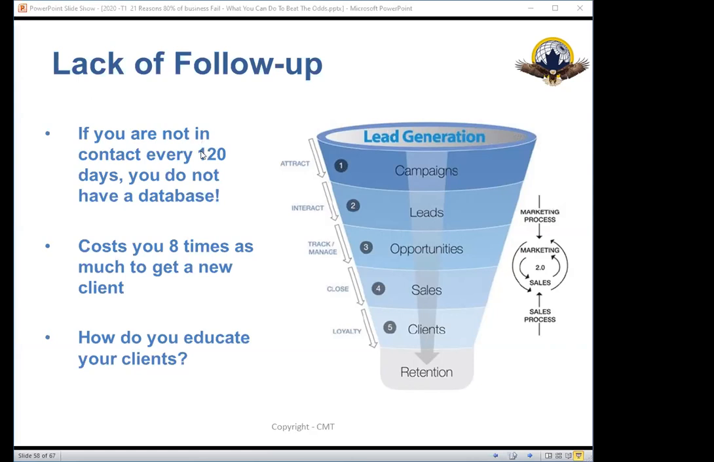So contact your database at least every 120 days. Sometimes it costs you 8 times more to generate a new client. So following up allows you to build a relationship and bring a person through that process. Some of you may not be ready to buy today. Okay, when you are ready to buy, you're going to think, oh, Canadian marketing team, that's what I want. I want you to come to us first. Don't consider anyone else. Come to us. Give us the chance. We want to be on your trades list. We want to have that request for proposal. That's exactly what we want.